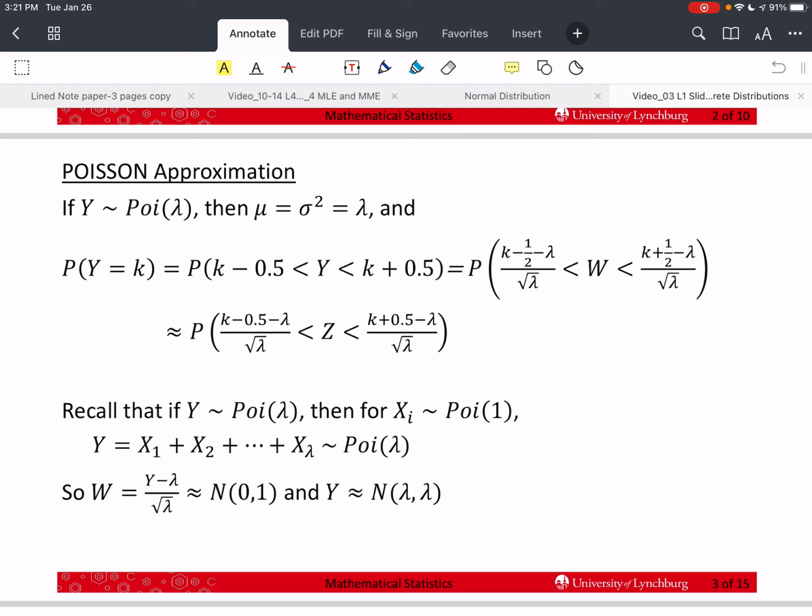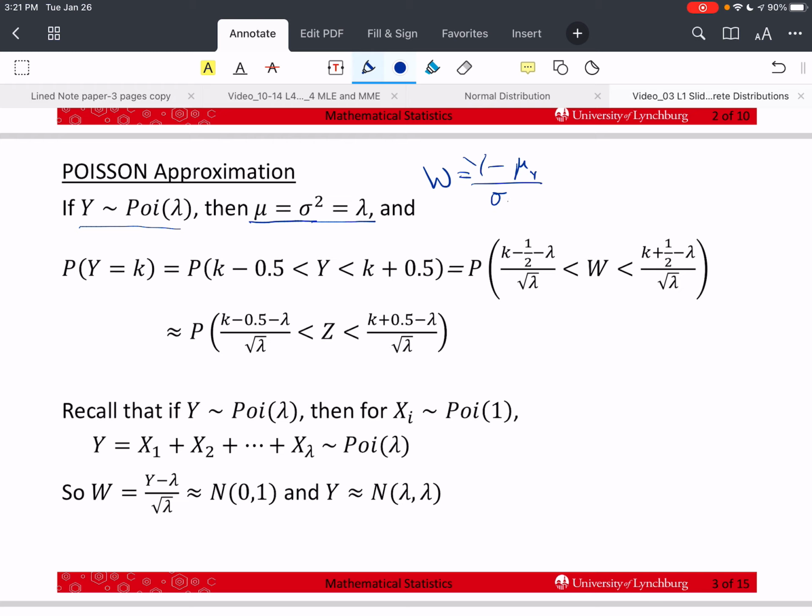So if Y is a Poisson distributed random variable with parameter lambda, remember that the mean and the variance are both equal to lambda. So what we're going to do is a transformation, (Y minus mu of Y) over sigma of Y. That is our standardized random variable. It's going to have a mean of 0 and a variance of 1.